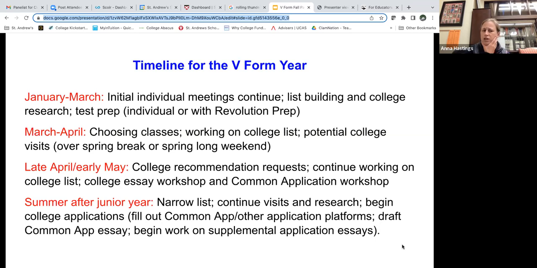In May, we do a college essay workshop with students. We also help them create their Common Application account so that they have that ready to go over the summer and can finish filling it out over the summer. And over the course of the summer after their junior year, many students do some visits to try to narrow their list down. They begin their college application work, both continuing to fill out the Common App, which is a bit of a bear, and also writing the infamous college essay.